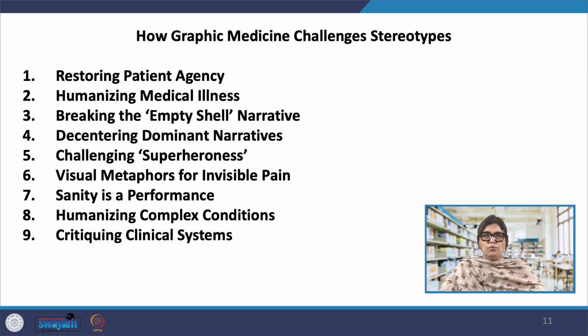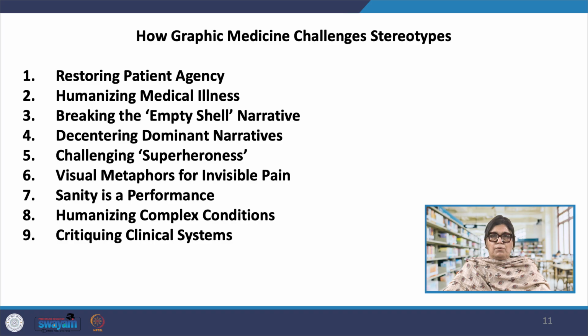Authors use unique imagery, such as a black scribble cloud for an eating disorder in Katie Green's Lighter Than My Shadow, or an illustrated buzzing bee for anxiety and OCD in Growing Pains, to convey complex emotions that words alone often fail to capture. Sanity is a performance.